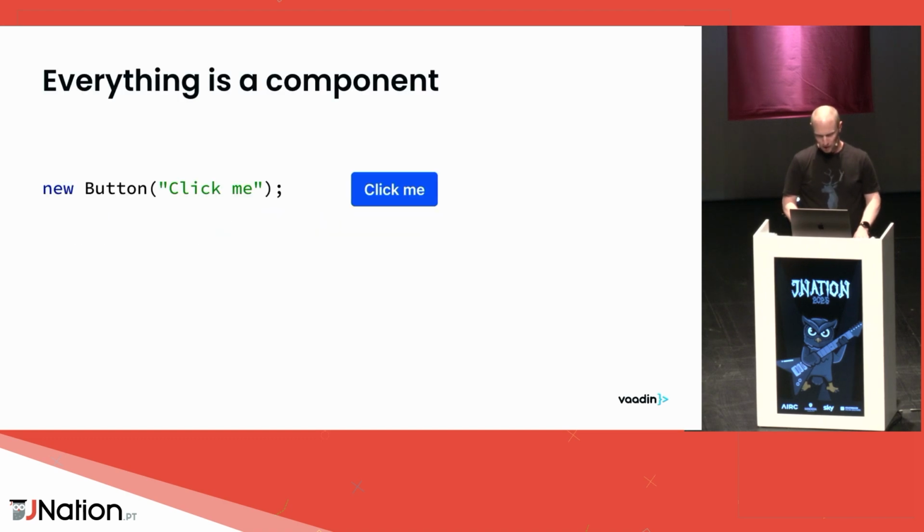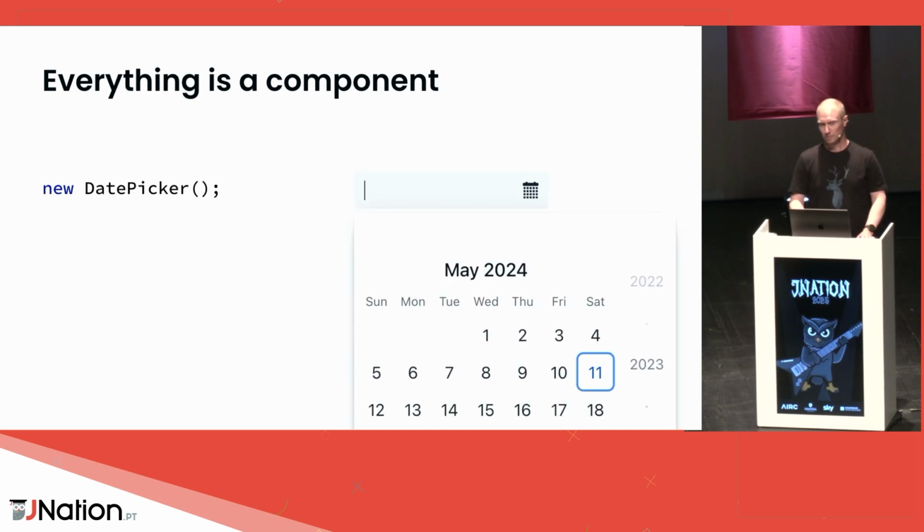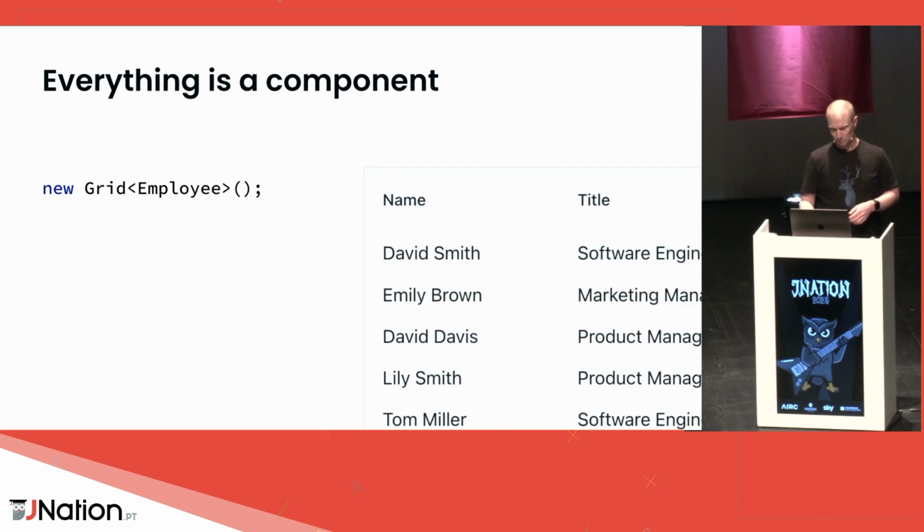So in Vaadin Flow, everything is a component. If you want a button, you instantiate a button in Java. If you want a date picker, you instantiate a date picker. If you need a grid, you instantiate a grid. You can see we're not being very imaginative with our naming here. We want everything to be exactly as you would expect it to be.